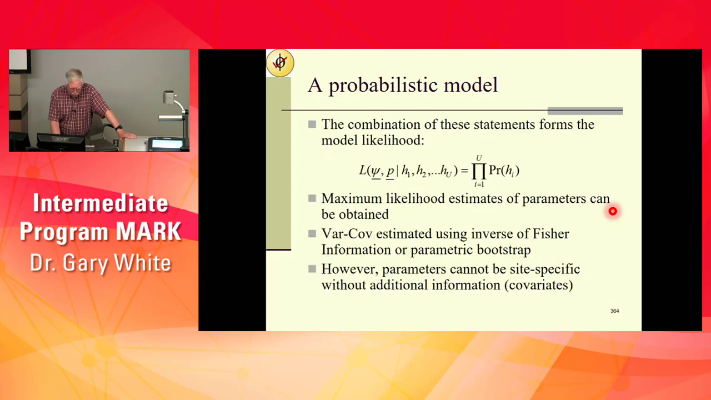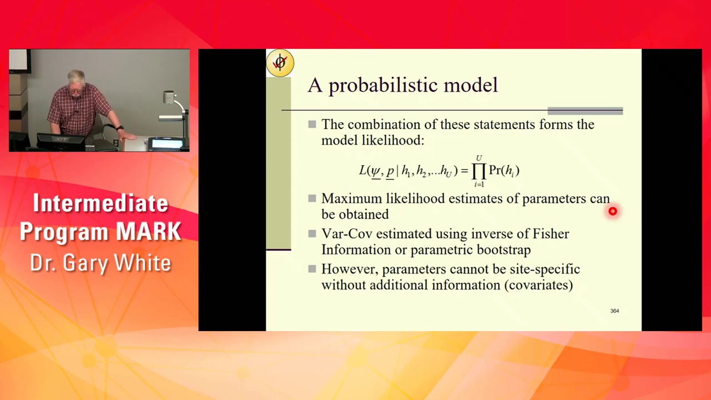So the same trick, how do we generate the estimates? Well, we can compute those cell probabilities. We put them into a likelihood, and we take that likelihood across all the sites. We get the variance-covariance matrix from Fisher's information matrix. And at this point, the little comment at the bottom says, however, parameters cannot be site-specific without additional information, covariates. And that's right. We've got to have covariates involved.